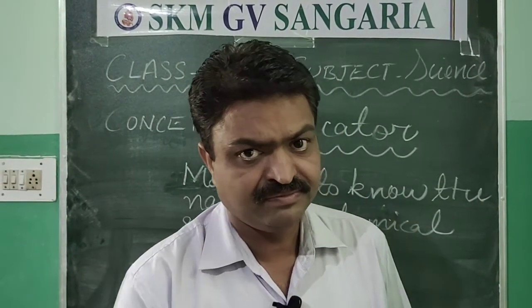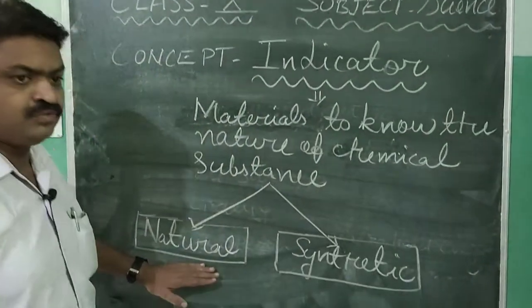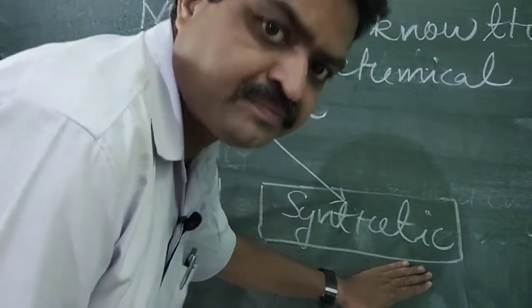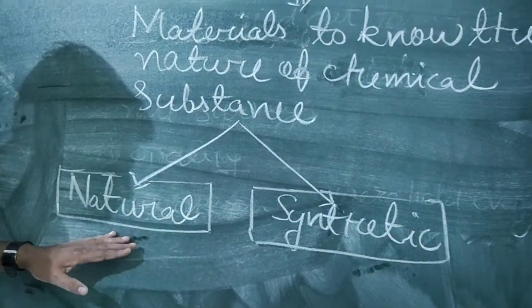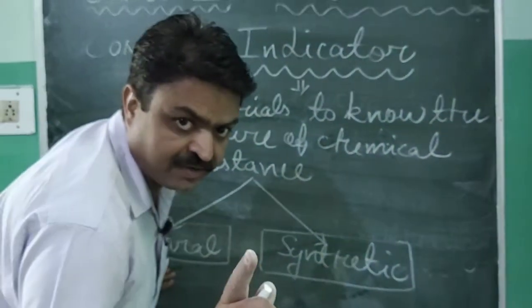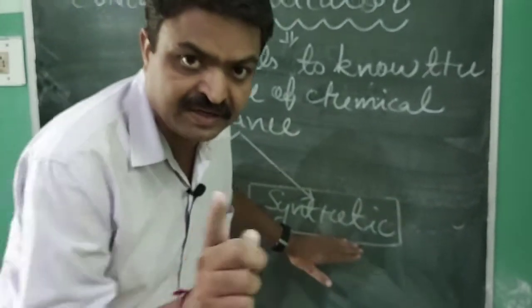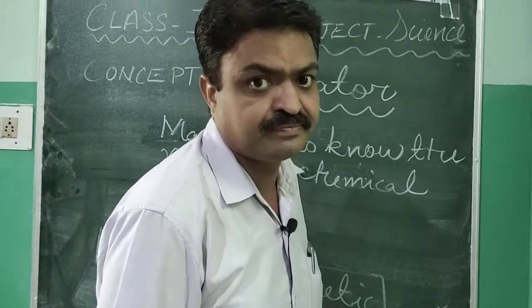The first indicator is natural indicator. Second is synthetic indicators. Natural indicators are obtained from nature. Synthetic indicators are prepared in the laboratories.